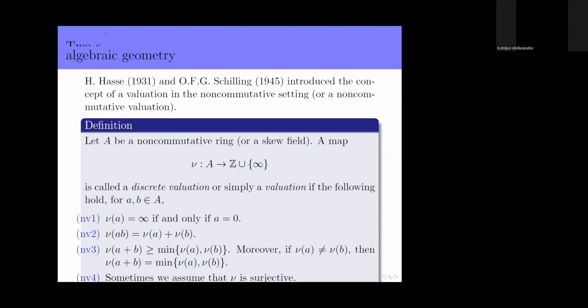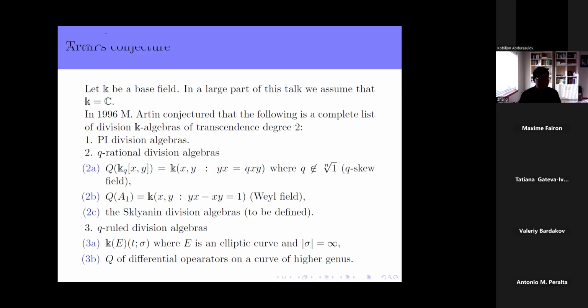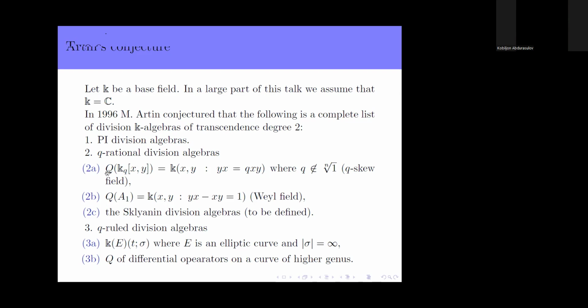So now why is this a useful tool to study the previous two questions? Here's a conjecture by Michael Artin. In 1995, Michael Artin gave a lecture on this topic. And he said the following is a complete list of division algebras of transcendence degree 2. So the first class is a large class: the division algebras satisfying a polynomial identity. There are lots of division algebras satisfying a polynomial identity. Otherwise, he says there are only 5 more, 5 classes of division algebras that do not satisfy a polynomial identity.